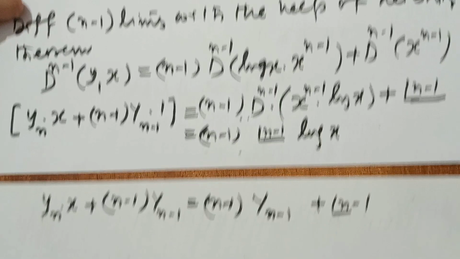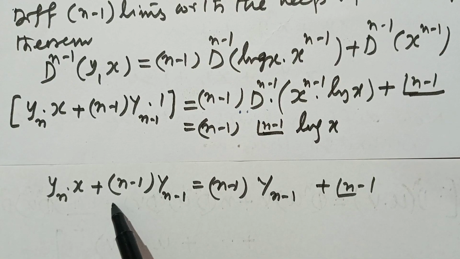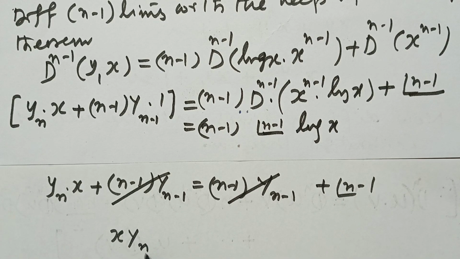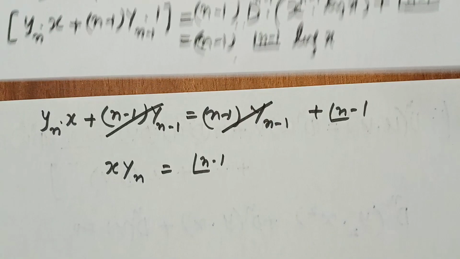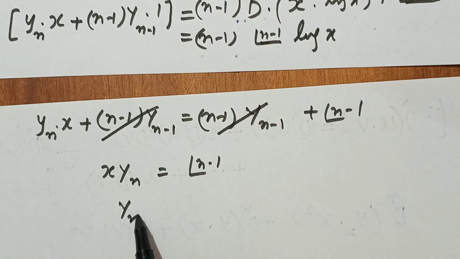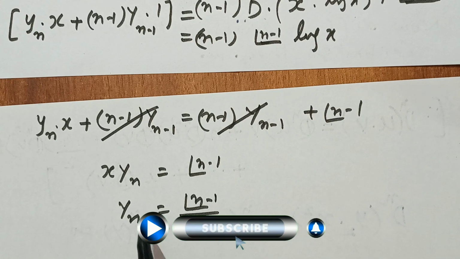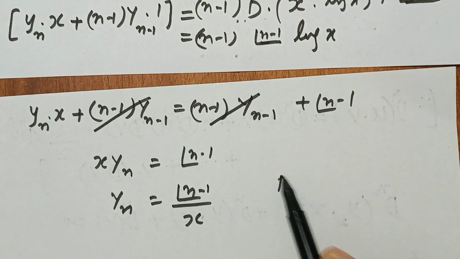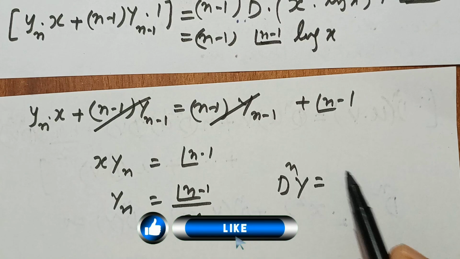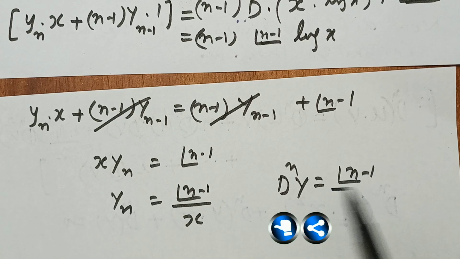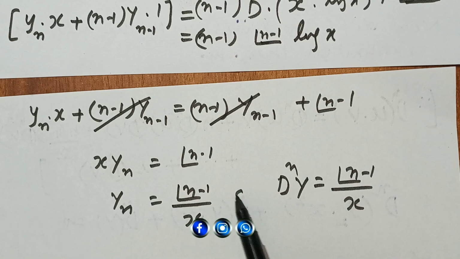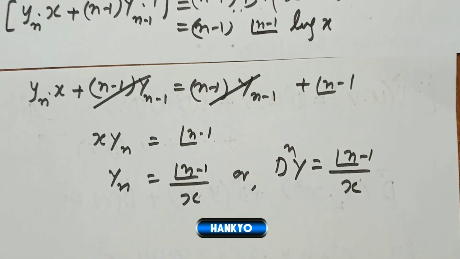So here the y(n-1) terms are cancelled, so x yn is equal to factorial n minus 1. So d^n y, which is nothing but yn, is equal to factorial n minus 1 upon x. So d^n y equals n minus 1 factorial upon x, and hence proved. Okay, so this is the solution.